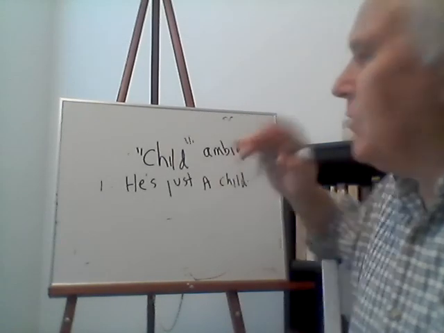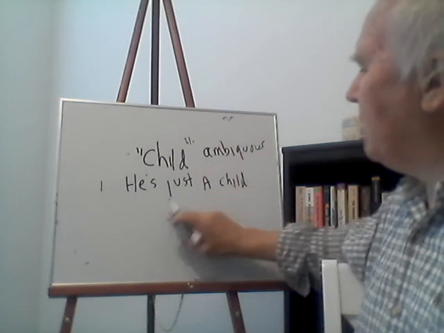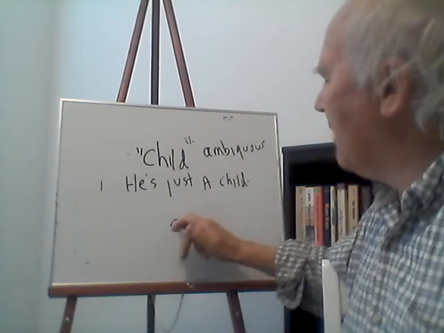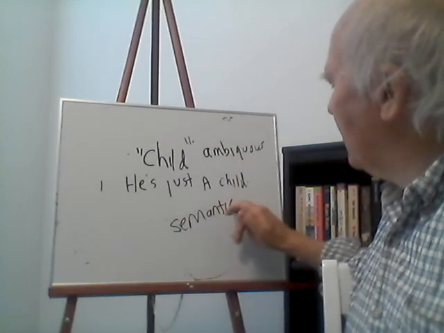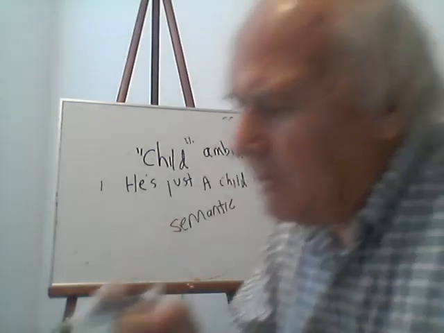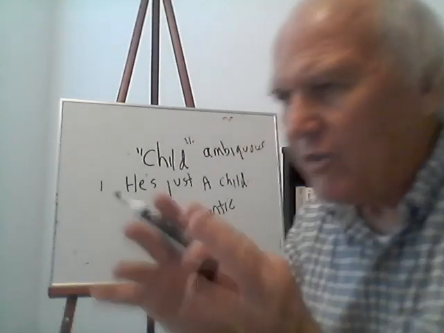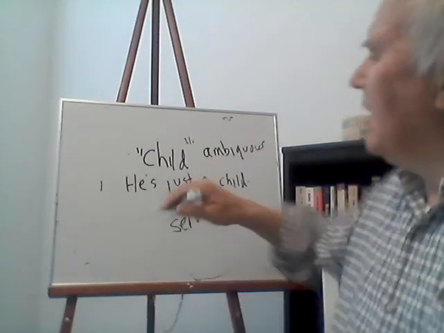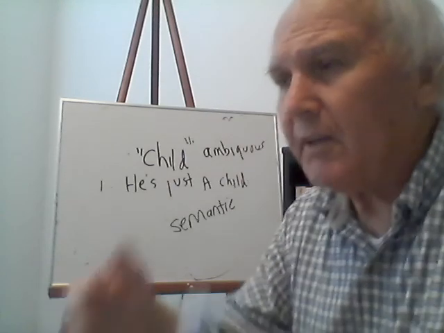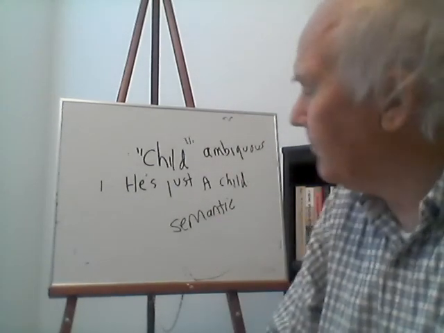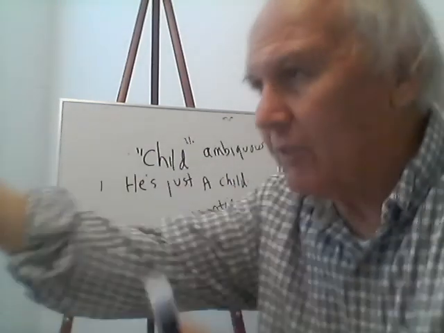Ambiguity arises when you don't know what a word means. In this case, this is an example of semantic ambiguity. Semantic ambiguity means that a word is being used in two different senses and you're not sure which one it means. "He's just a child" could mean he's a young person, he's like 10, 11, 12, 13. Or it could mean he's an adult and he acts like a child. Oh, he's just a child.